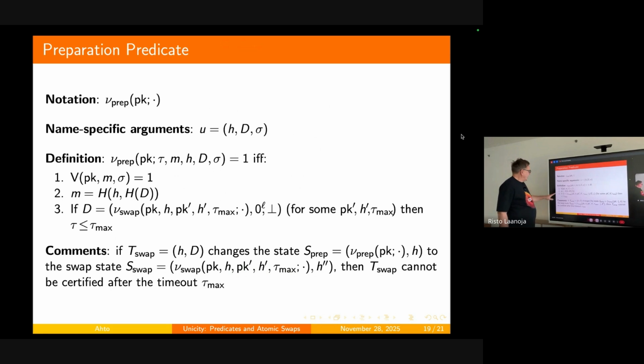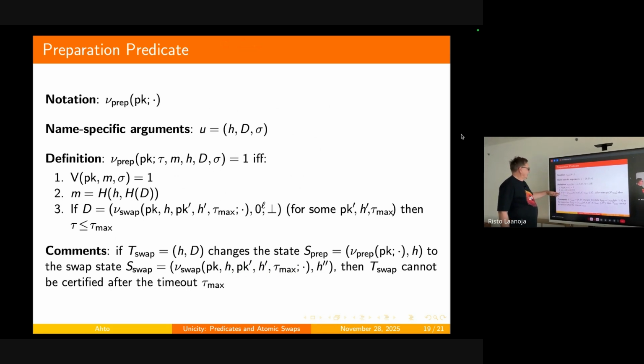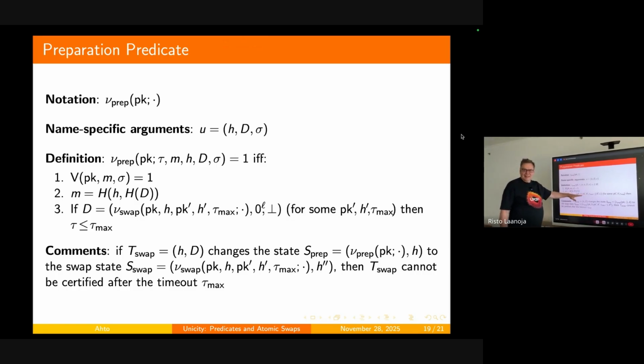Then D is now examined, whether D is the proper swap transaction. So basically, the predicate knows whether the next transaction in the preparation state was a proper swap transaction or not.